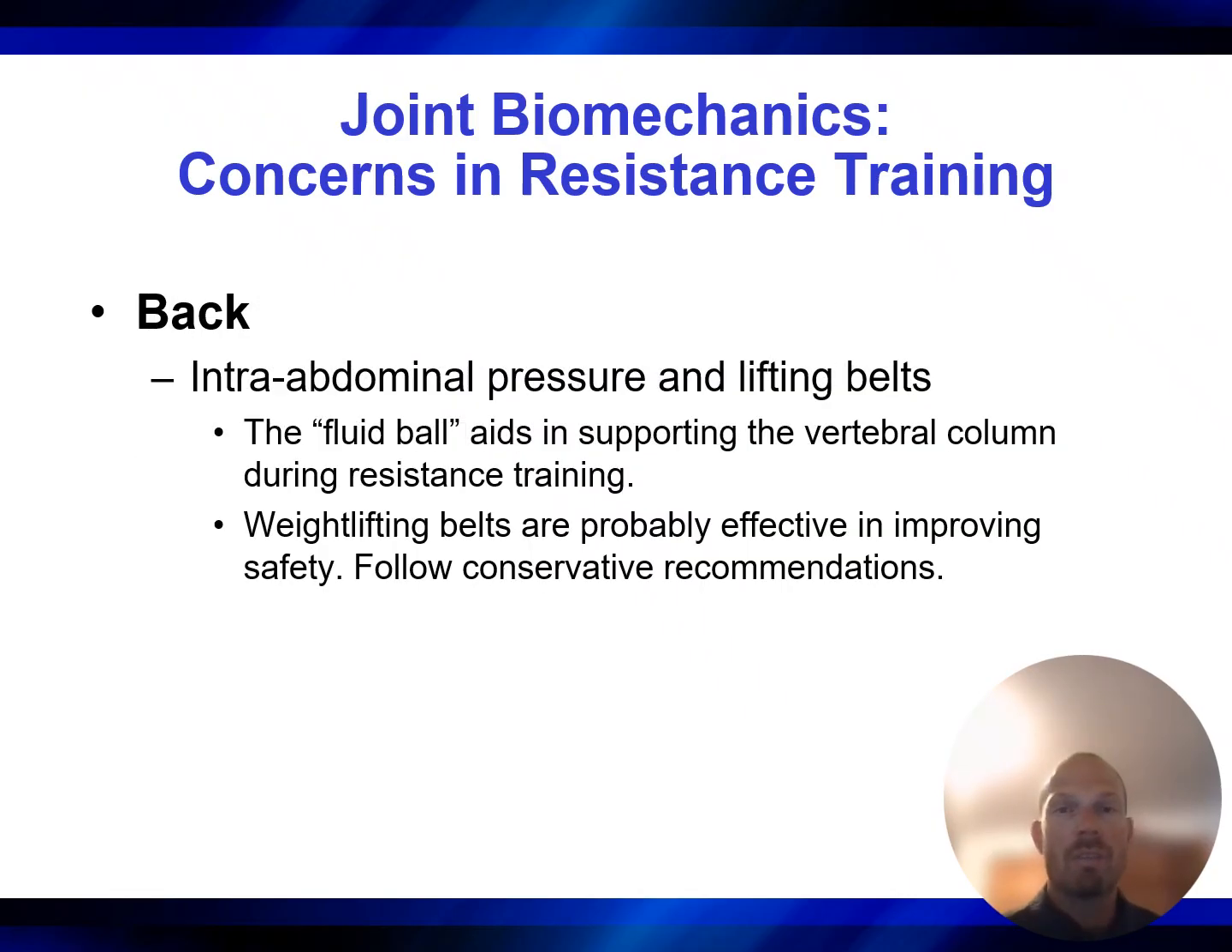The body uses a natural mechanism to protect the spine: intra-abdominal pressure. Contracting the abdominal muscles and diaphragm creates a pressurized rigid compartment in the lower torso, known as the fluid ball. This internal pressure exerts an outward force against the front of the vertebral column, supporting it from within and decreasing the deep compressive forces placed on the lumbar discs.